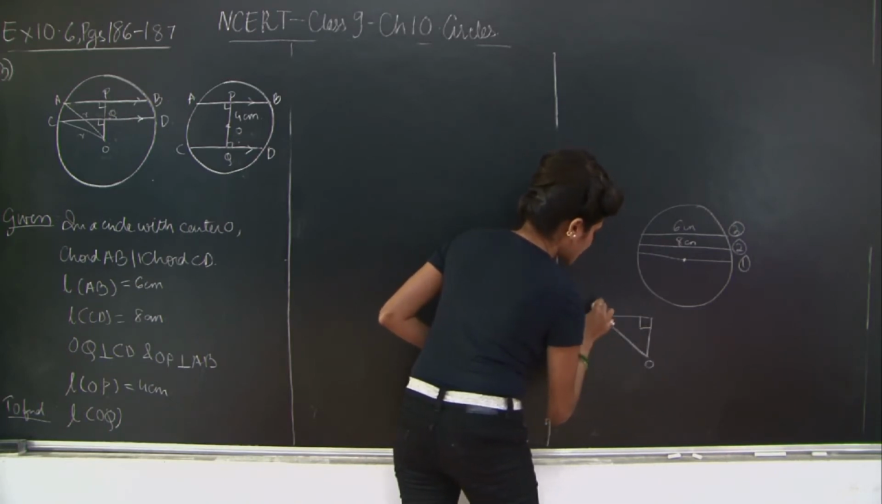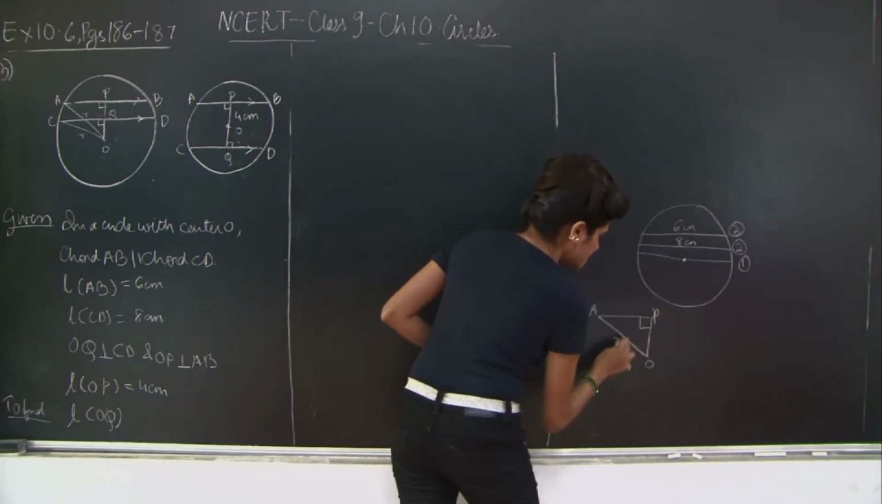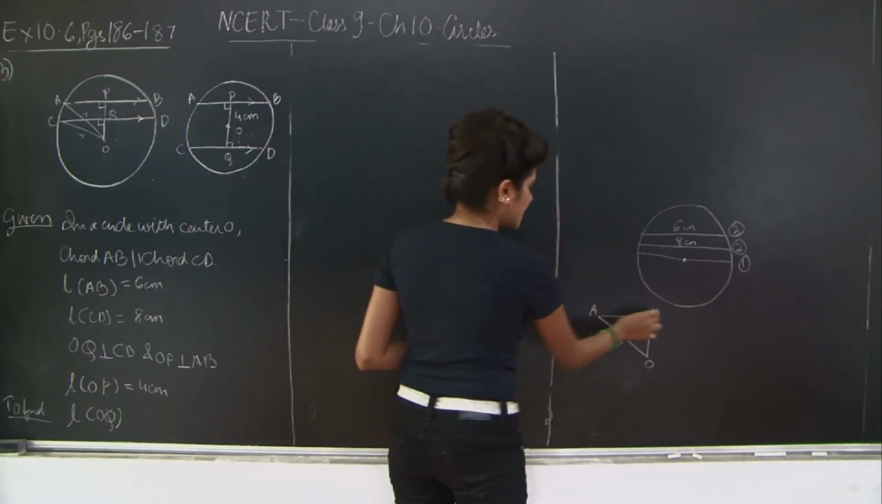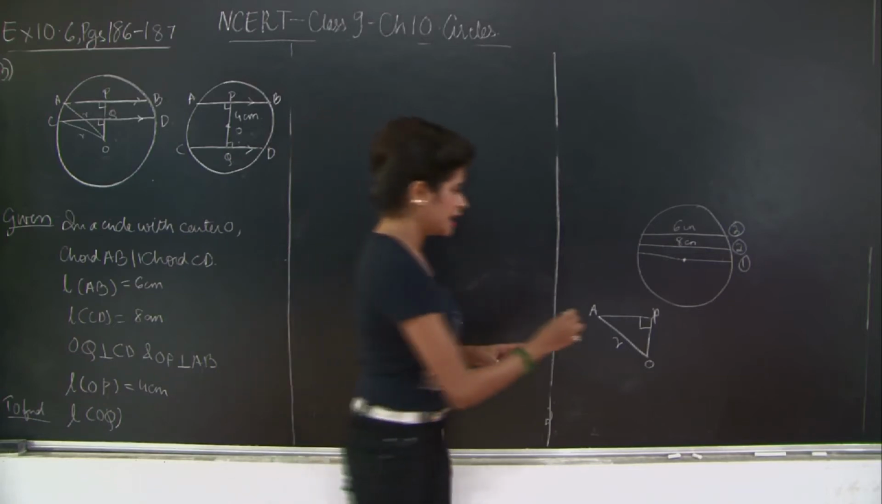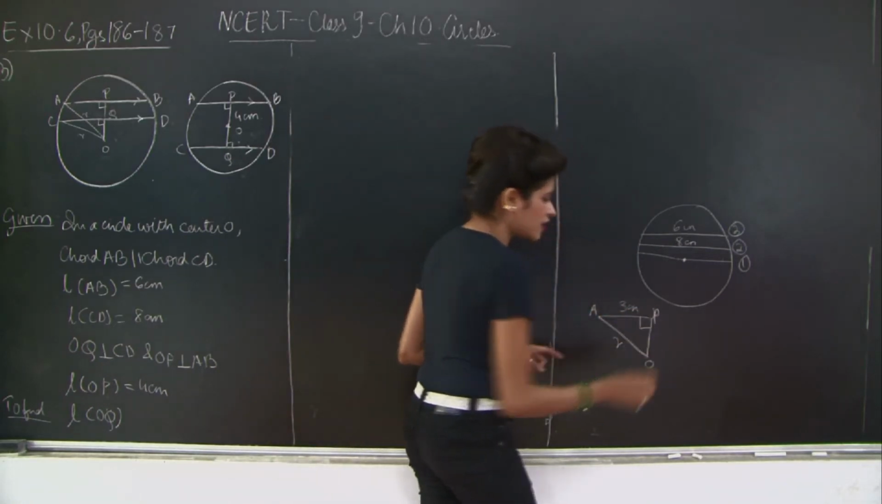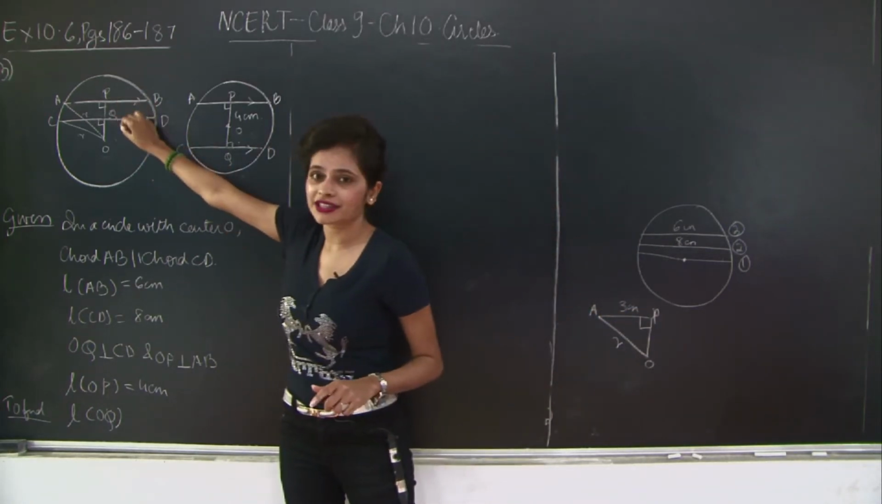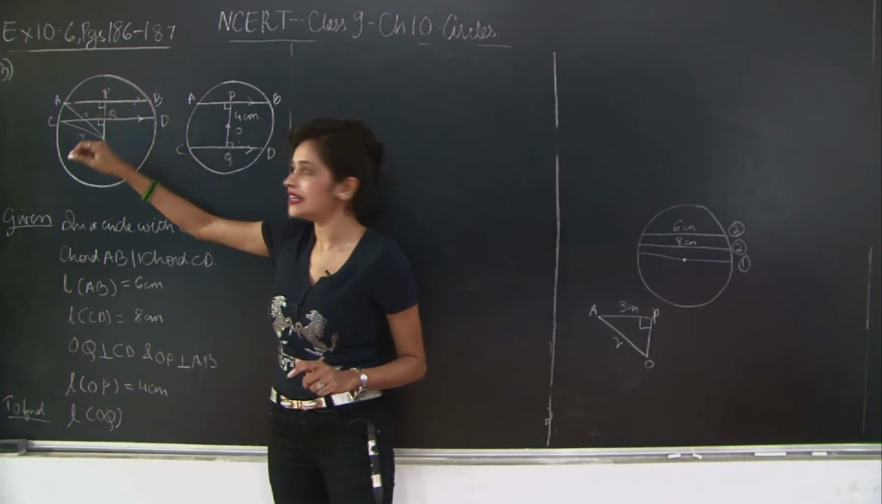Now for OAP, if you take a look at OAP out here, this is O, this is A and this is P. This is the radius. This length AP will be how much? Considering that AB is 6 centimeters, AP will be 3 centimeters. Why? Because OP is the perpendicular from the center of the circle to the chord of length 6 centimeters.